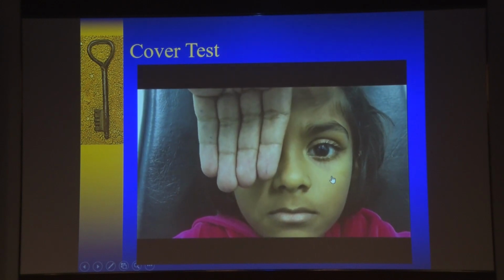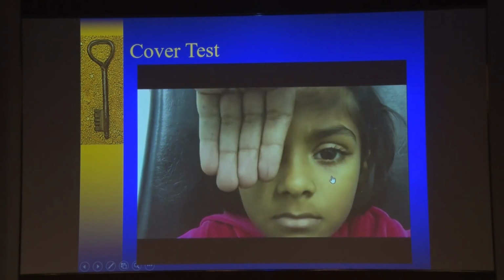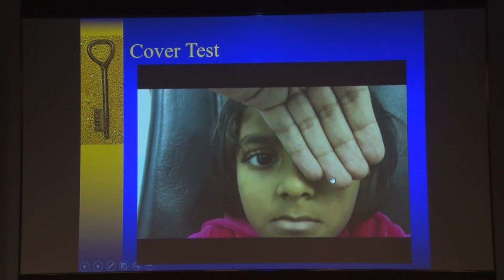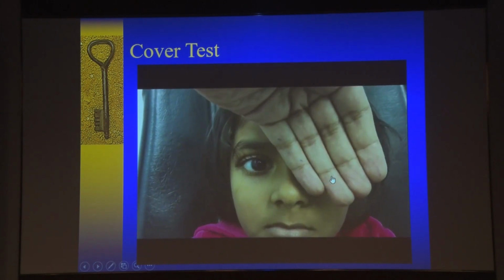All right. Look at the apple. Look at the apple. Go now. Alternate cover, look at the apple. She will keep alternating. Keep looking at the apple. Right. So this is just an example of eso. Very good. Look at the apple. Okay.